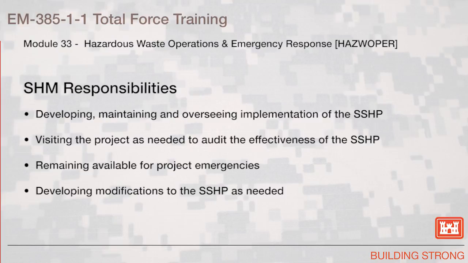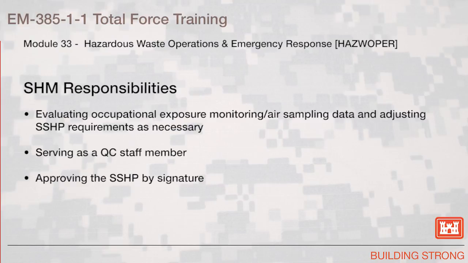Safety and Health Manager responsibilities: developing, maintaining, and overseeing implementation of the Site Safety and Health Plan; visiting the project as needed to audit the effectiveness of the Site Safety and Health Plan; remaining available for project emergencies; developing modifications to the SSHP as needed; evaluating occupational exposure monitoring and air sampling data, and adjusting the SSHP requirements as necessary; serving as a quality control staff member; approving the SSHP by signature.